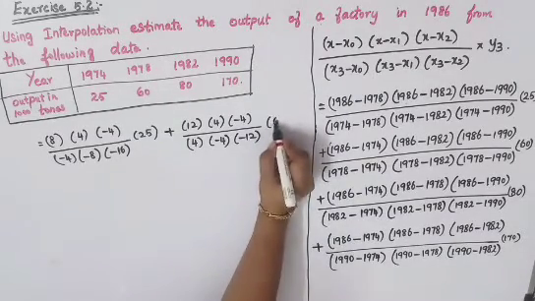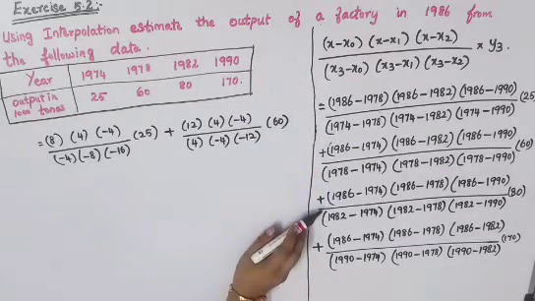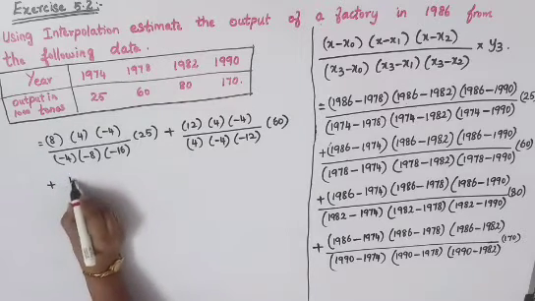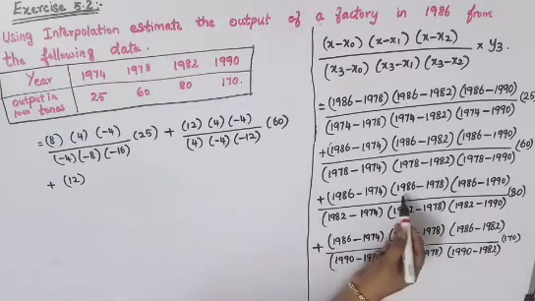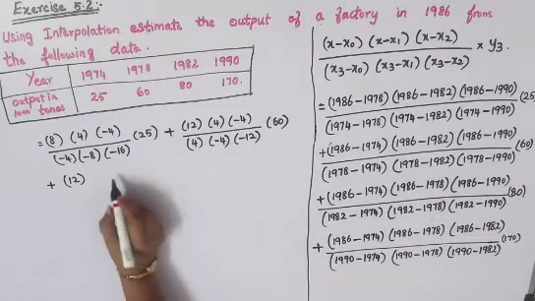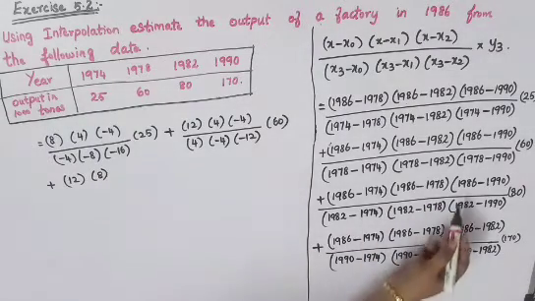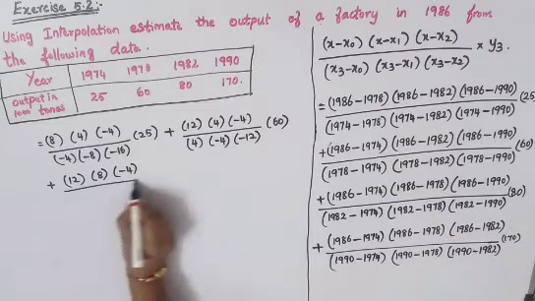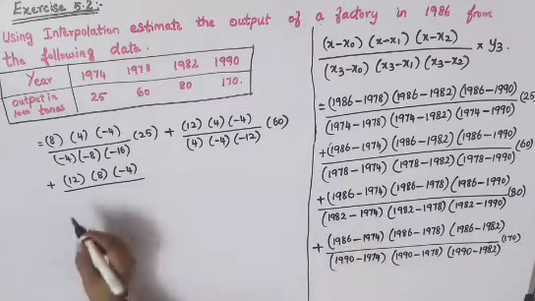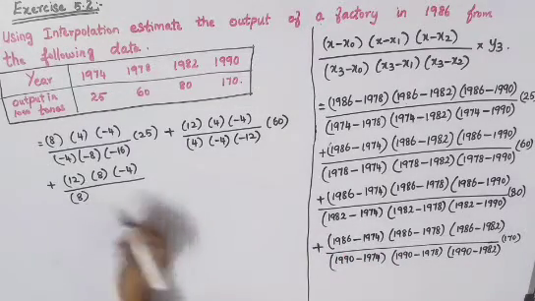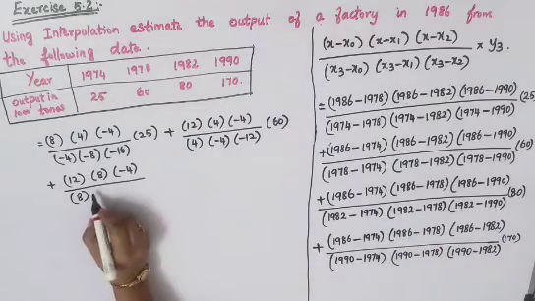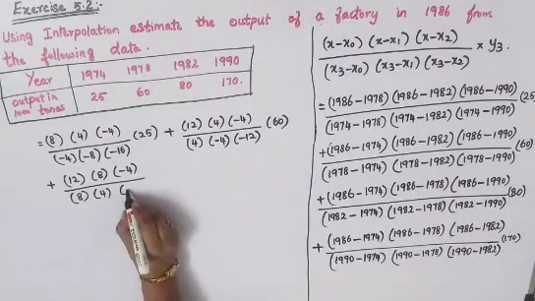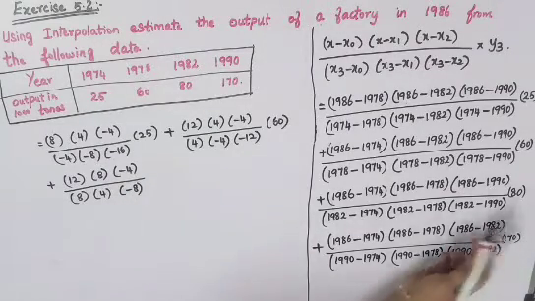So into 60. Then going to your third line of solving, it is 1986 minus 1974, you'll get 12 over there. 1986 minus 1978, you'll get 8. Then 1986 minus 1990, it will be minus 4. Divided by 1982 minus 1974, it will be 8. 1982 minus 1978, you will get 4. 1982 minus 1990, you will get minus 8, into that 80.